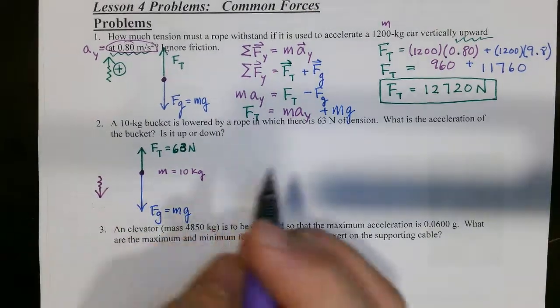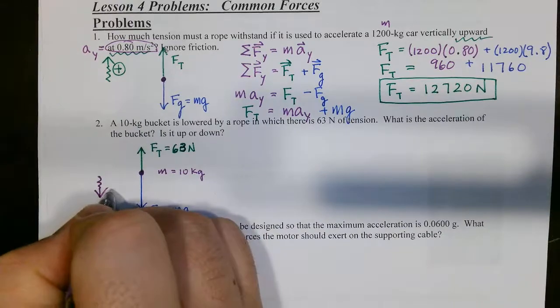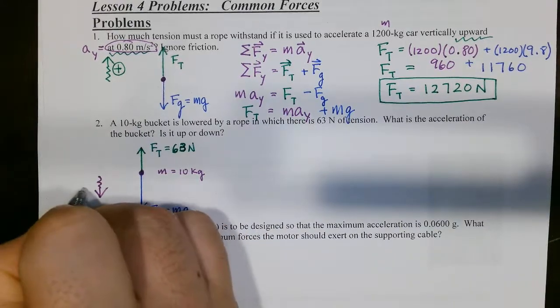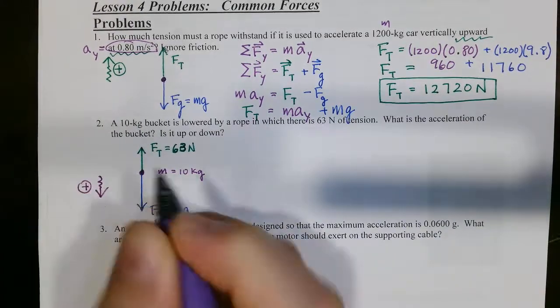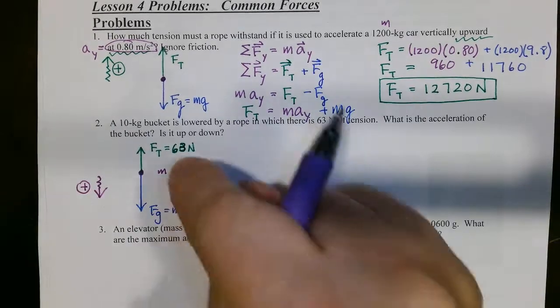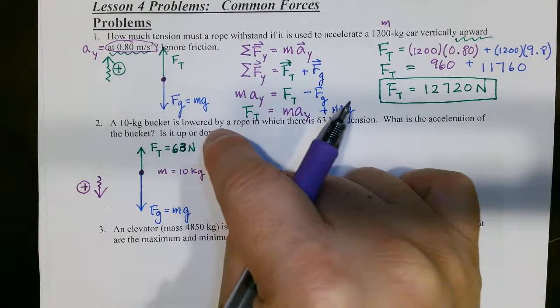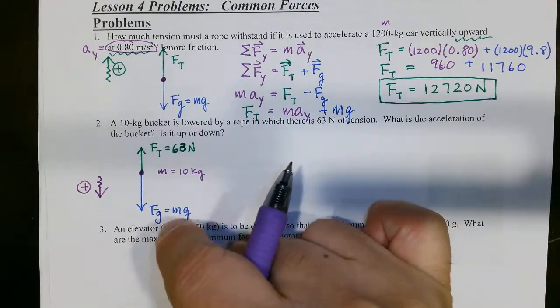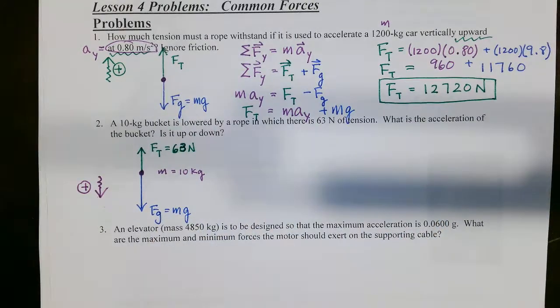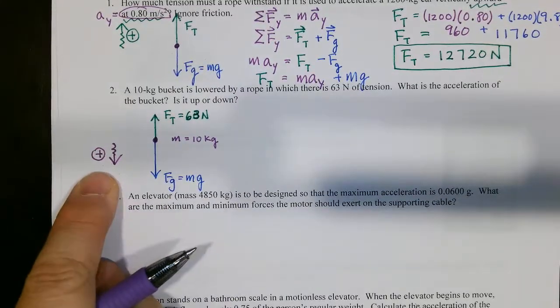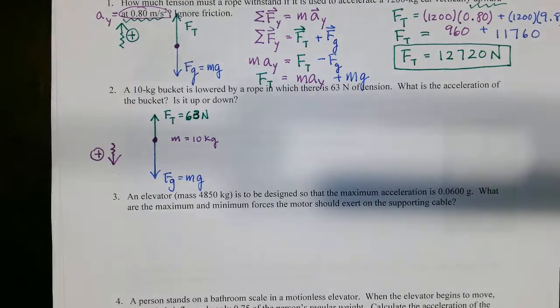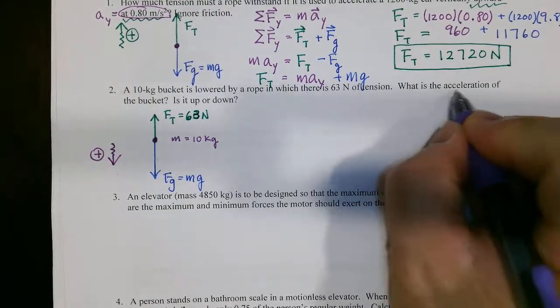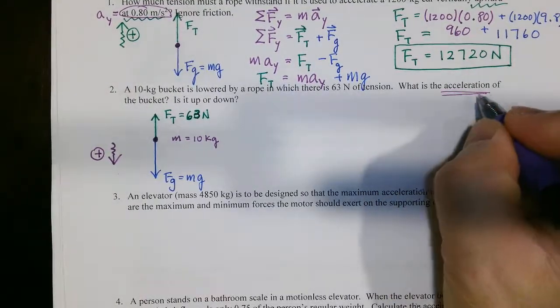and then acceleration is down this way, and I'm going to call the down direction positive, which means my tension is going to be negative and my Fg is going to be positive in this case. Okay, so keep that in mind. So we're looking for acceleration. Okay, we're looking for acceleration.